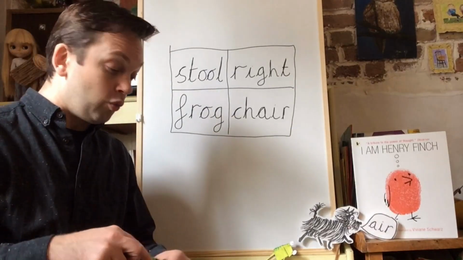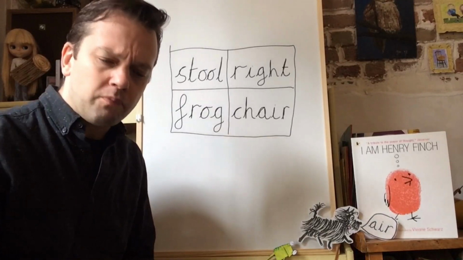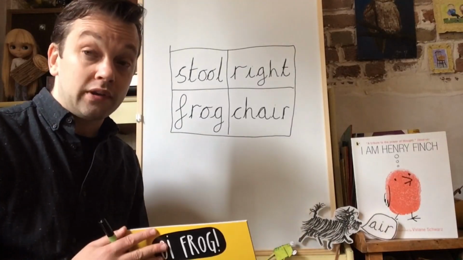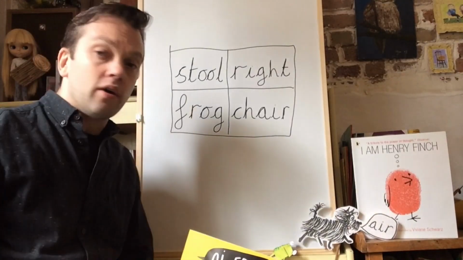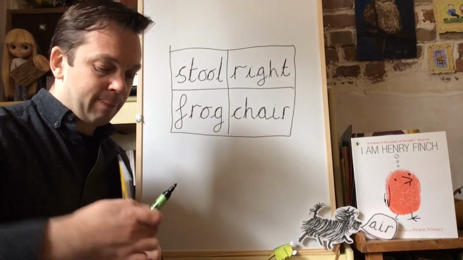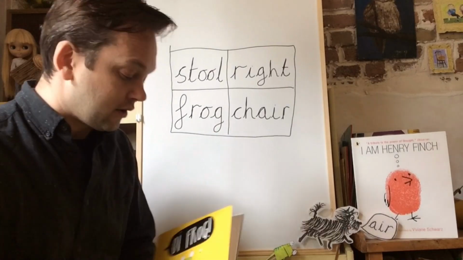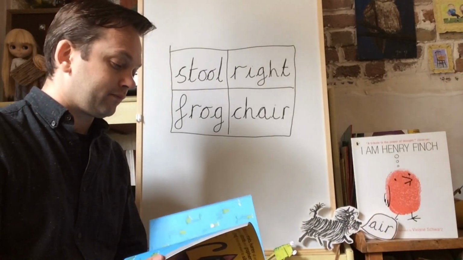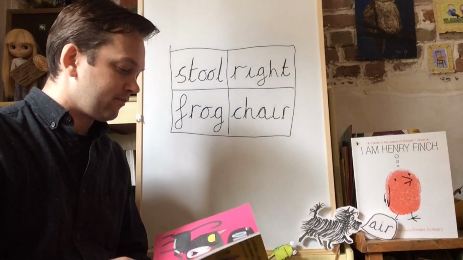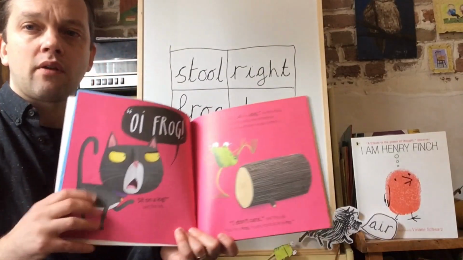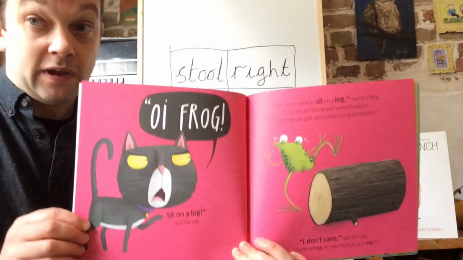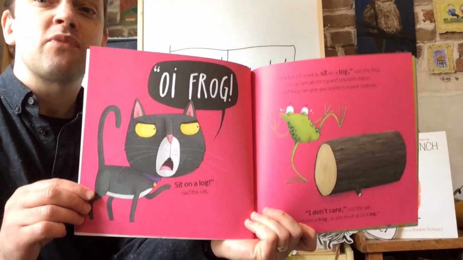Now we've got our 4 words and we're going to play bingo. I'm going to read the story. When you hear one of the words, you have to cross it off, okay? Now let's have a look. I'm going to start the story. Make sure you're looking at your words.